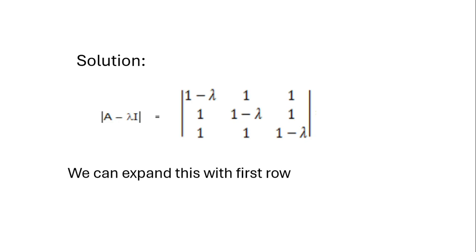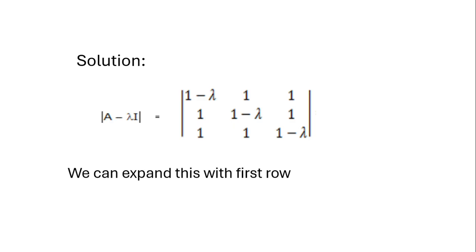We have the matrix A minus lambda I. A is nothing but the given matrix, lambda is a scalar, and I is the identity matrix of the same order as A. Substituting the values in A minus lambda I, we get 1 minus lambda, 1, 1 in the first row, 1, 1 minus lambda, 1 in the second row, and in the third row, 1, 1, 1 minus lambda. Now, this will be the characteristic matrix of the given matrix A.